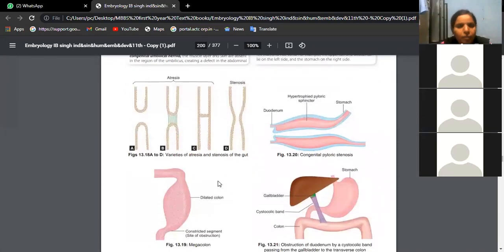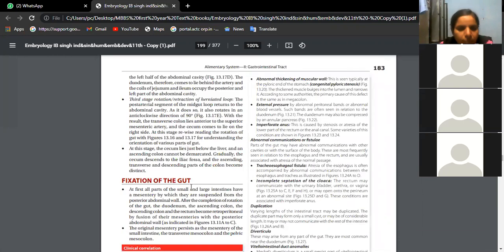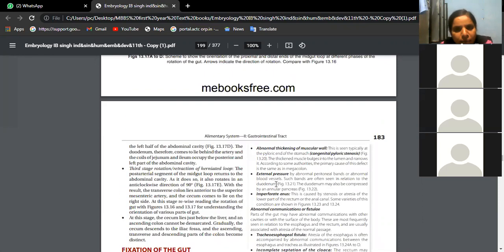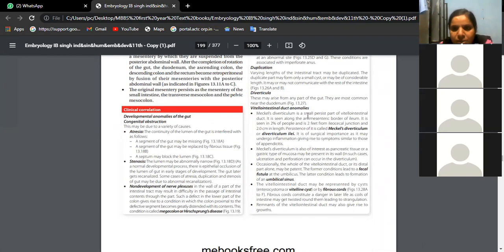So that was midgut rotation of gut. Once we are done with rotation of gut, fixation not required, beta. There is a condition called Meckel's diverticulum. Very, very important, Meckel's diverticulum. So what is Meckel's diverticulum? Small persistent part of vitellointestinal duct.